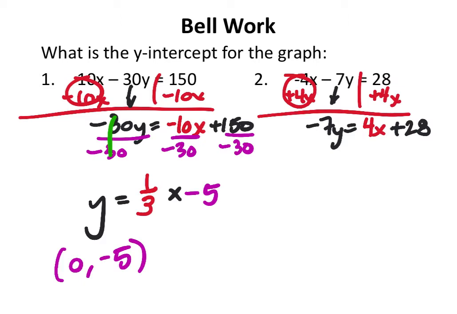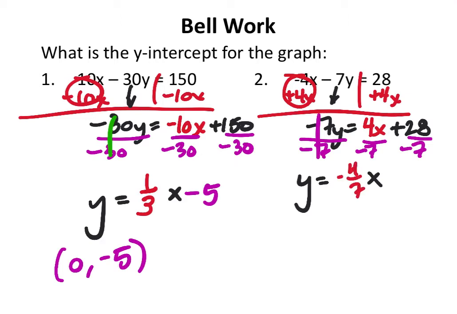Then we'll divide all the terms by the coefficient of y, negative 7, again by all the terms to make that a phantom 1. Y equals 4 divided by negative 7. We'll just write that as negative 4/7 x. And then 28 divided by negative 7 is negative 4. So that tells us the y-intercept is (0, negative 4), which is all we need.